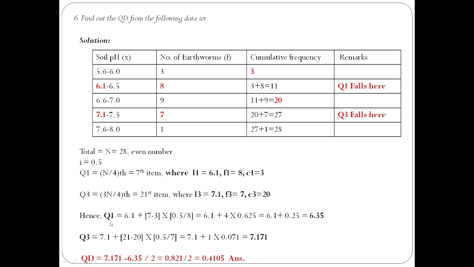Now for the calculation of Q1, put all these values in the formula as displayed in the previous slide. The value is 6.35. For Q3, again using the formula displayed in the previous slide, the value obtained is 7.171. Now the quartile deviation is calculated as 7.171 minus 6.35 by 2, that is 0.4105.